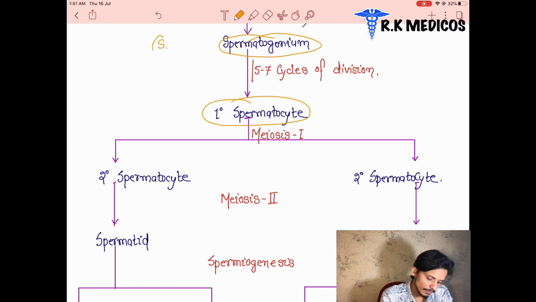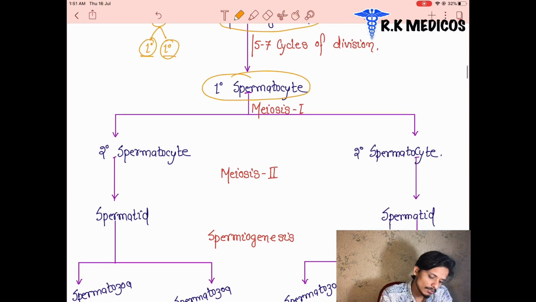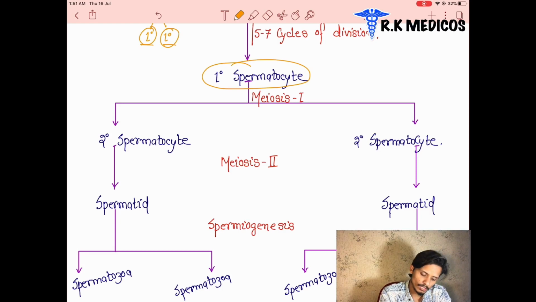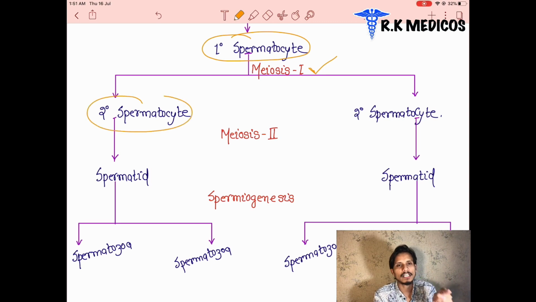Now we see what is produced from the primary spermatocytes. These primary spermatocytes enter meiosis 1 and form secondary spermatocytes, which are two in number. One primary spermatocyte enters into meiosis 1 and forms two secondary spermatocytes.